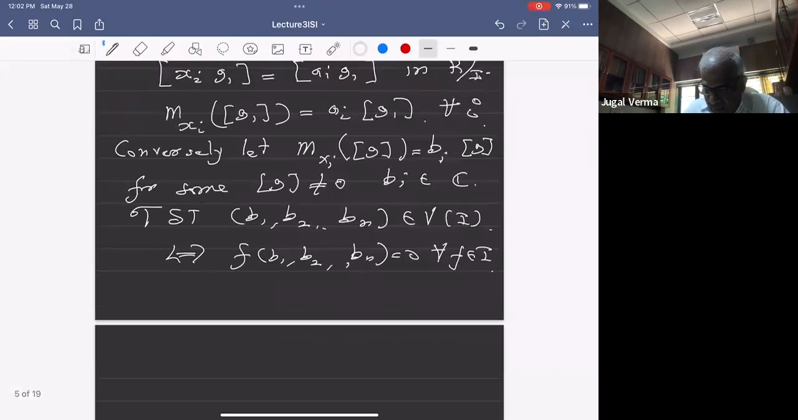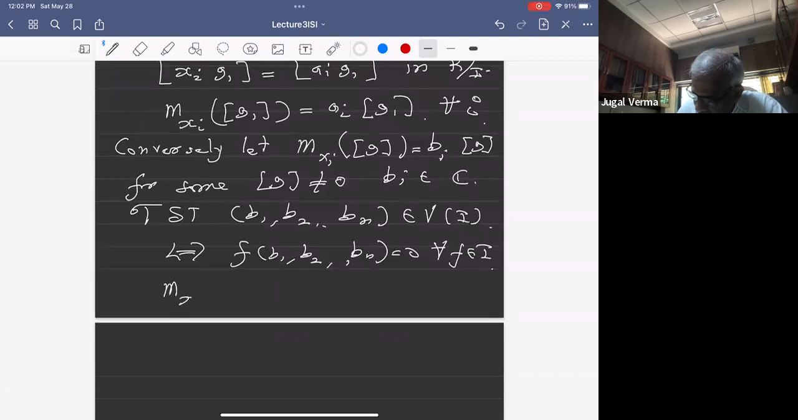But look at these commuting matrices, M_x1, M_x2, ..., M_xn. These are n matrices, and this polynomial f is also a multivariate polynomial in n variables. So instead of the variables, I substitute these matrices.